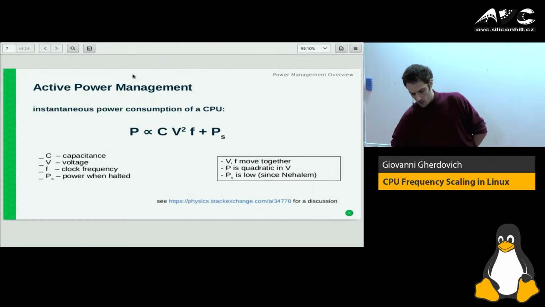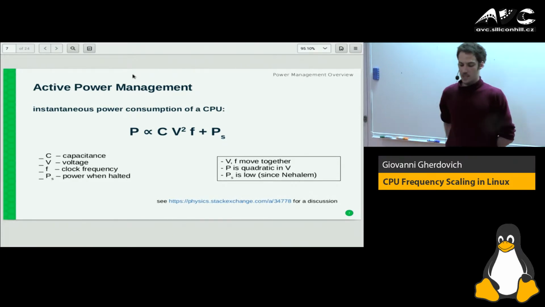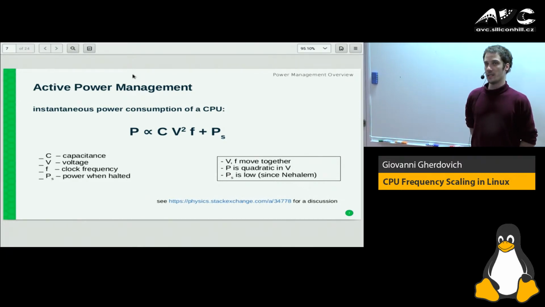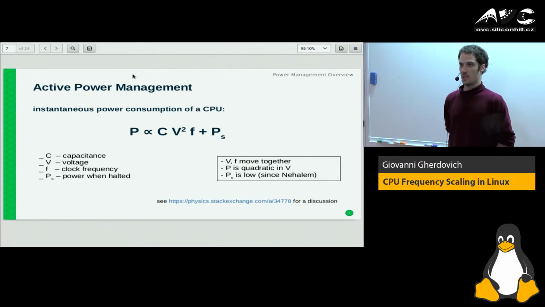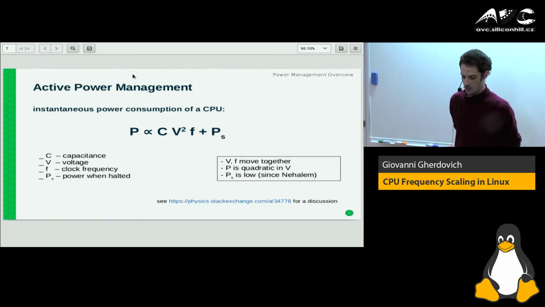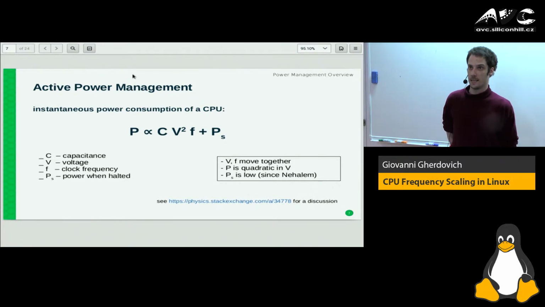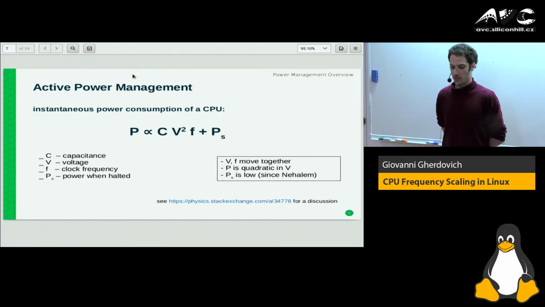So this formula is important for our consideration, which is the power that is consumed instantaneously by your CPU. And as we can see, we can make a couple of remarks. First off, this power is quadratic with respect to the voltage that we apply to our CPU. It's linear with respect to the frequency. And there is this additive term, P static, which is the power consumption of our CPU while it does nothing. So it's a constant component.